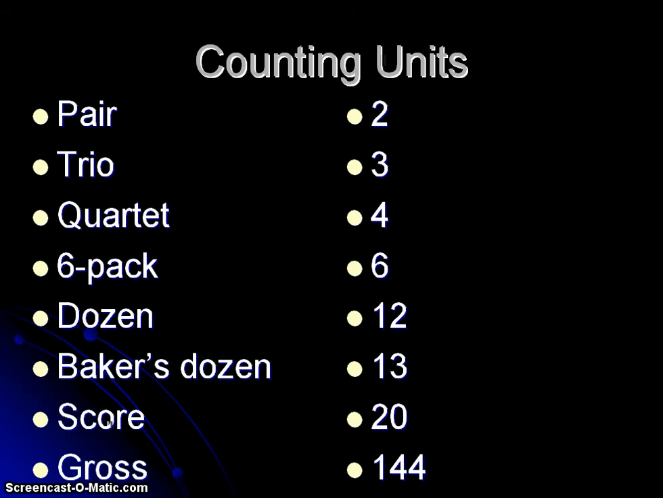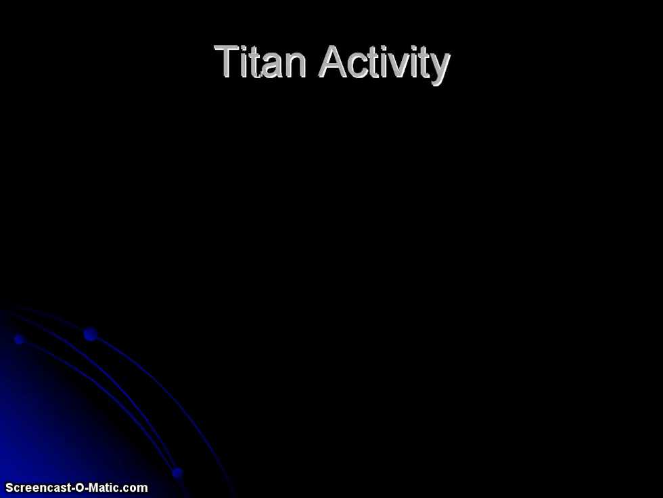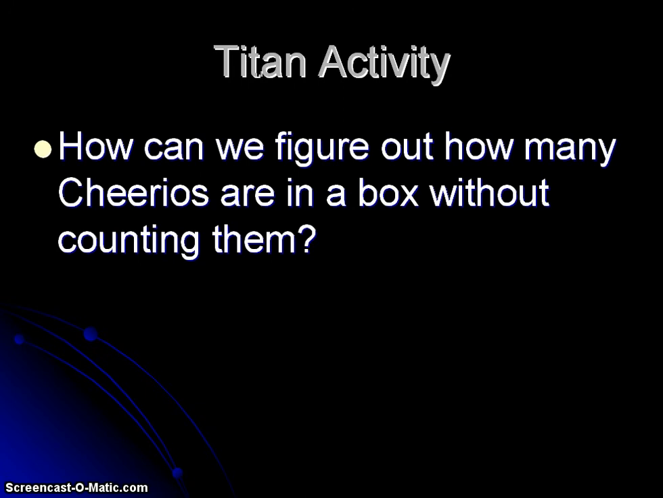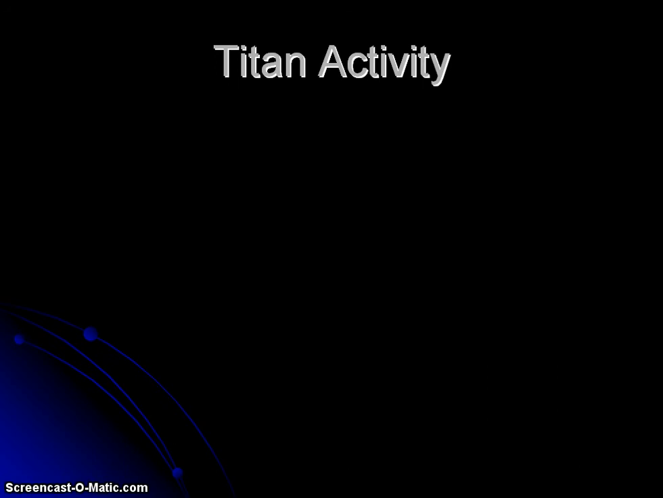So we just completed the Titan activity. In the Titan activity, your challenge was to figure out how many Cheerios were in a box without counting them. We had limited information about what was in the box of Cheerios. We knew the individual mass of a Cheerio after you did some work, and we knew the mass of the total box of Cheerios. But in order to figure out exactly what we had, we needed a counting unit, and we used the Titan activity to figure that out.